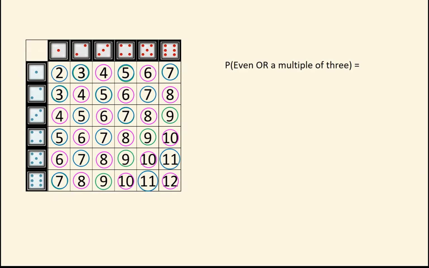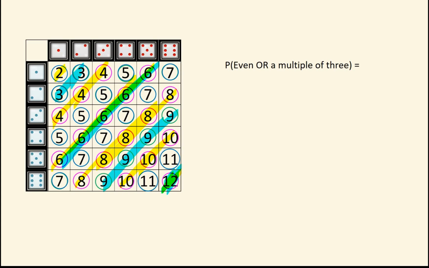work out probabilities. Quick bit of notation: if you ever see P, that just stands for probability. This question is saying what's the probability of getting an even or a multiple of 3. Let's work it out. First things first, let's highlight all the even numbers. These are all the numbers where, when I added together my 2 dice, I got an even answer. We'll then do the same for multiples of 3: 3, 6, 9 and 12.